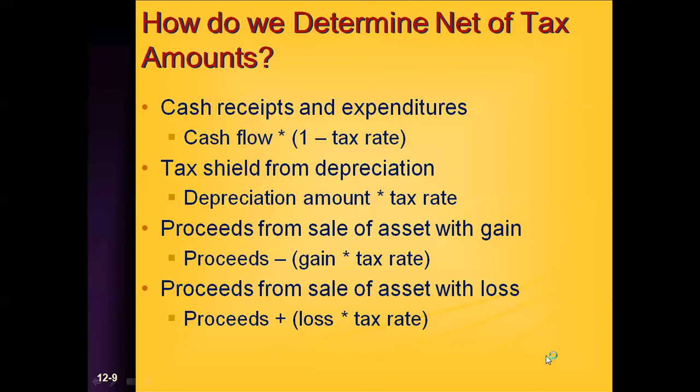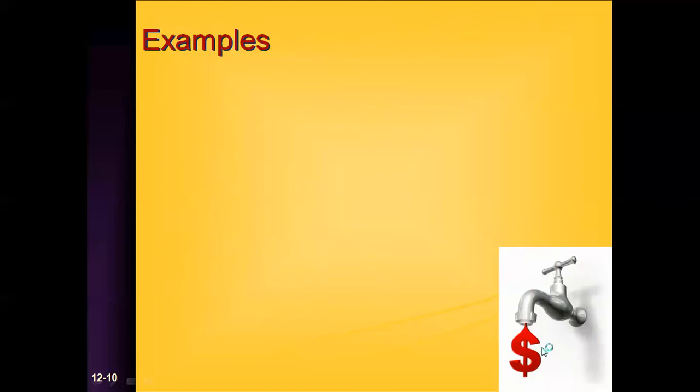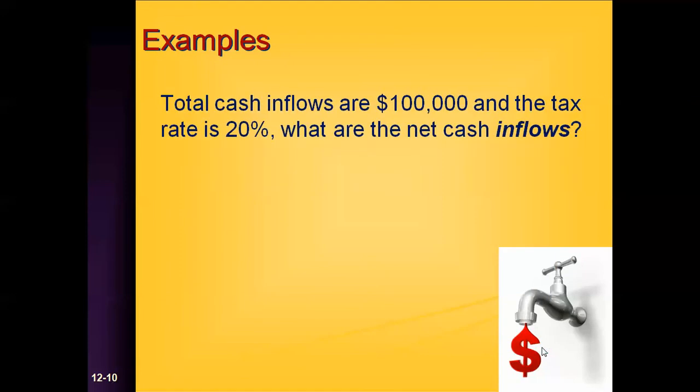So there are some examples of this that I'd like to go over with you. And let's take each one of these one at a time. So let's talk about cash inflows first. So let's say that you have total cash inflows of $100,000, and the tax rate that you're paying is 20%. The question is, what are the net cash inflows?